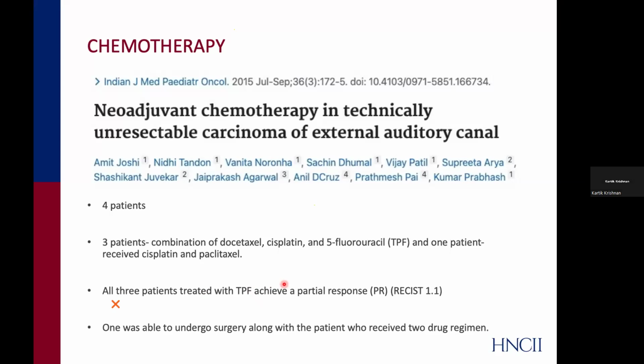Nowadays, there are many studies. There is a study even comparing neoadjuvant immunotherapy, but that study is not done well, and hence I did not include it here.